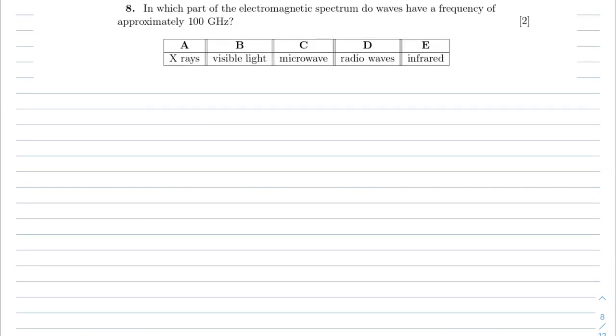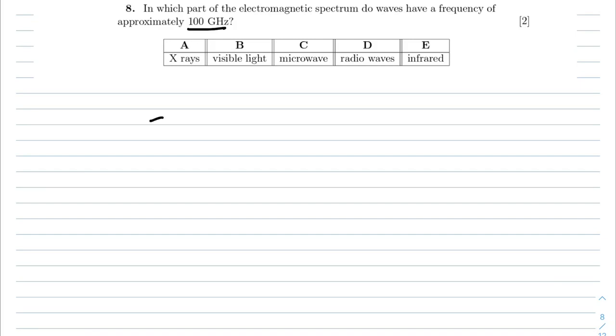Question 8 is just one of those annoying ones you kind of just have to know. It's useful to be familiar with the different parts of the electromagnetic spectrum, knowing which wavelengths fit into which band. This question gives us a frequency rather than a wavelength, and personally, I try and remember these things in terms of wavelengths.